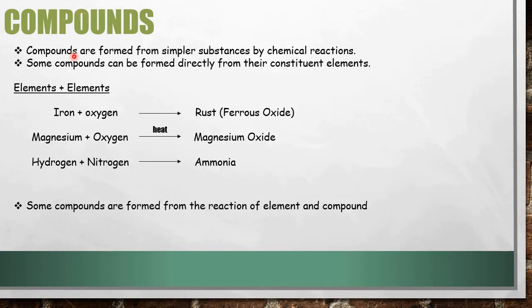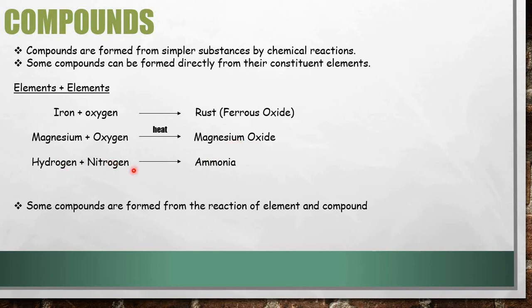Compounds are formed from simpler substances by chemical reactions. Some compounds can be formed directly from their constituent elements, for example elements plus elements. For example, iron plus oxygen will form rust, known as ferrous oxide. Magnesium plus oxygen, both are elements. Magnesium is a metal, oxygen is a non-metal. If you heat this element, they will combine together and form magnesium oxide.